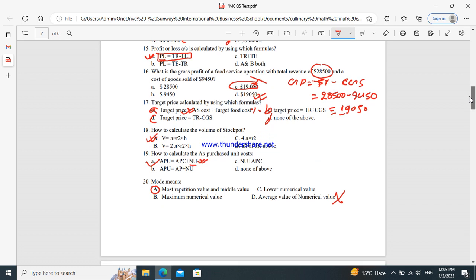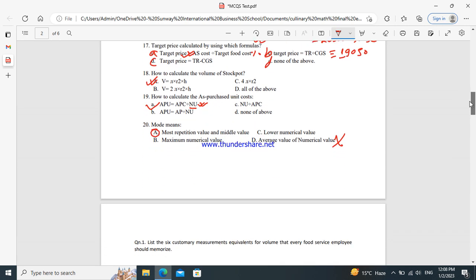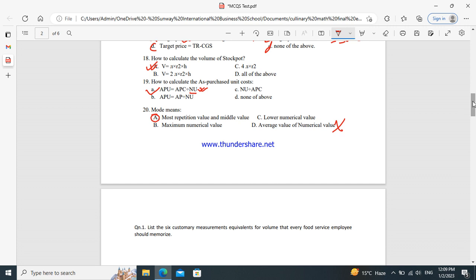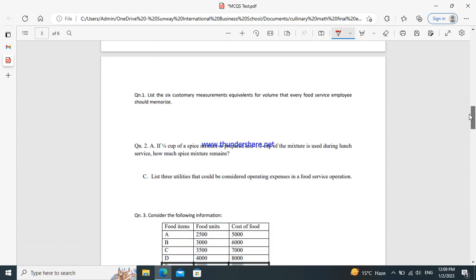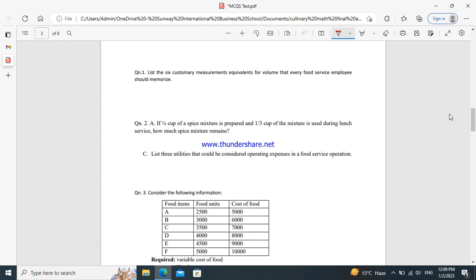This is the MCQ test of your examinations, and now I want to show some questions for examinations over here. I don't have more time for solving these problems, so I will just demonstrate these questions on this screen. If you have any query, you can ask me about these given questions. The first question asks, list the 6 customary measurement equivalents per volume that every food service employee should memorize. Basically, we have customary measurements. You need to know that 1 gallon is equal to 4 quarts. Similarly, you need to write the rest over here.